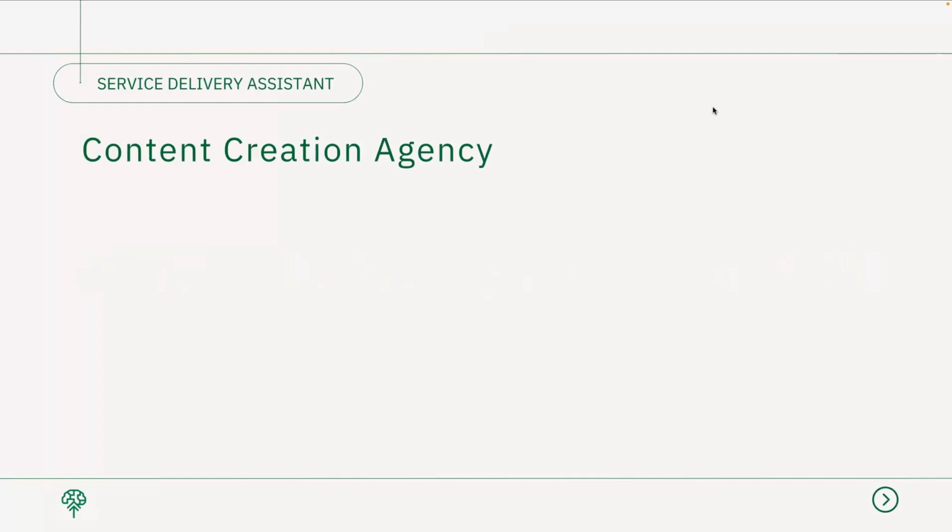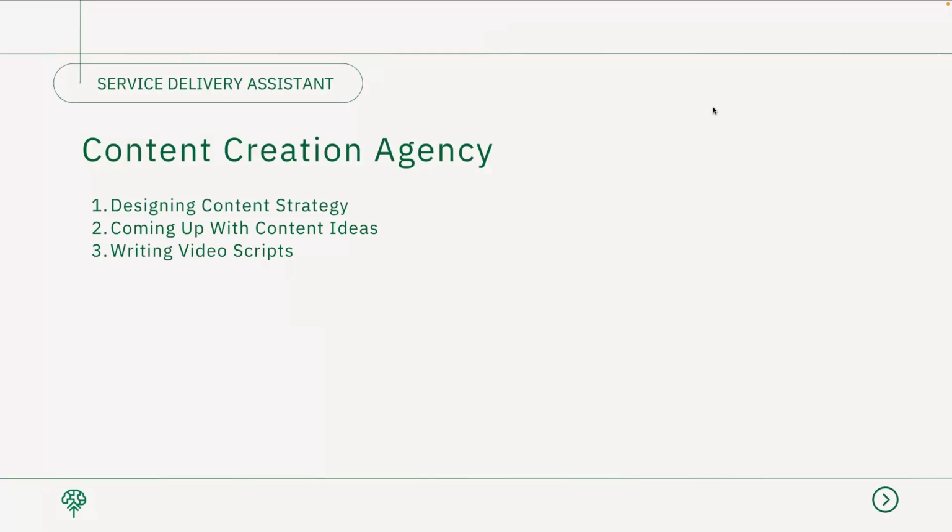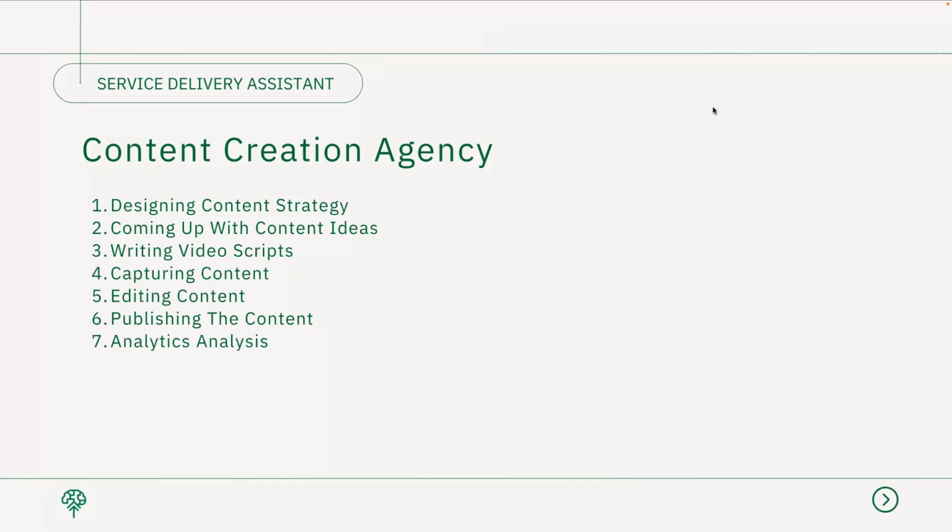So we're going to use a content creation agency. This is the same as, for example, my last business, the marketing agency that I exited, and we're just going to use a really simple offer. So let's say a content creation agency has an offer where they're responsible for designing the content strategy for a client, creating a content calendar, coming up with video ideas, writing the video scripts, capturing the content, editing the content, publishing the content, and then analyzing the analytics to identify what's working, what's not working. This is just a simple offer for a content creation agency. This is our offer. This is what we do for clients.